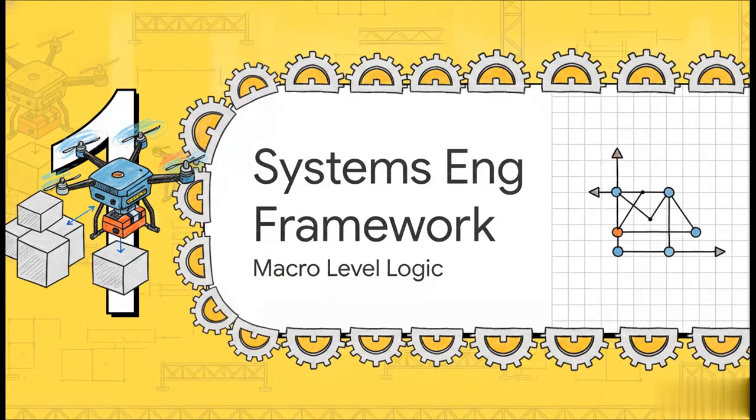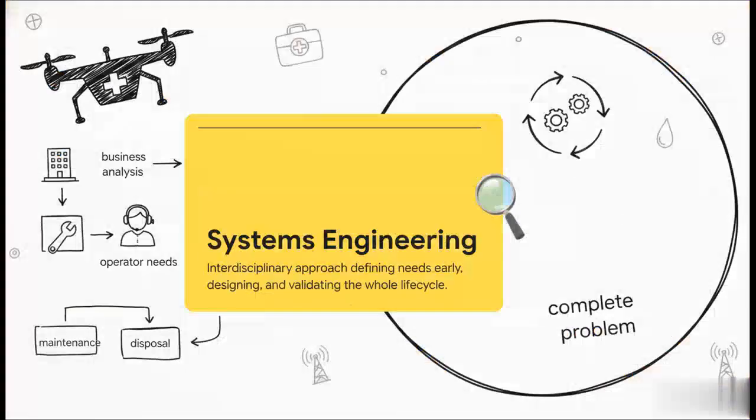Section 1. The Systems Engineering Framework. Macro-level logic. So here's the crucial thing. Systems engineering isn't just about building a drone. No. It's a top-down, iterative process that engineers the entire life cycle of a product to guarantee it meets exact user needs. It's about looking at the complete problem with excruciating precision.